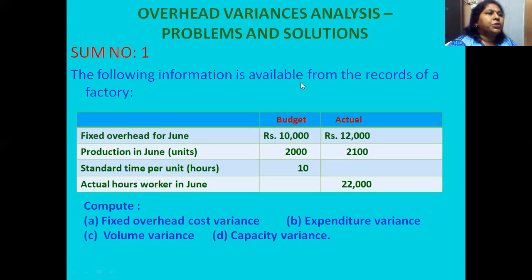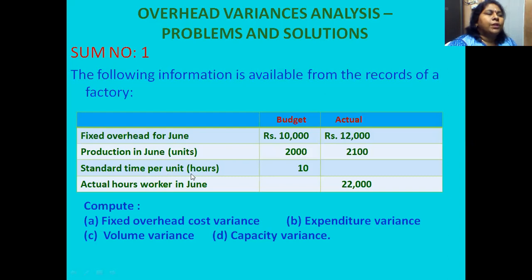The following information is available from the records of a factory. We have a budgeted column as well as an actual column. The entire detail is given for the month of June. What is the fixed overhead? 10,000 as per budget, but actually it was 12,000. And what is the production in the month of June? The estimation was 2,000, but the actual production was 2,100.